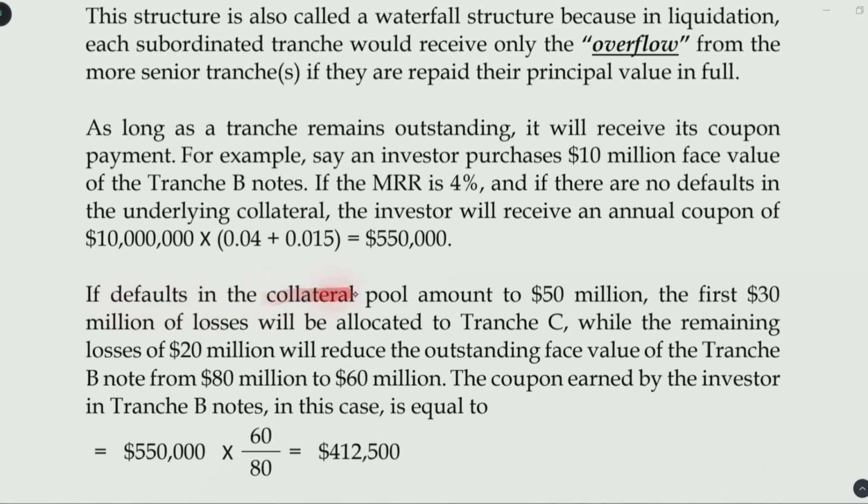If the defaults in the collateral pool amount to $50 million, the first $30 million of loss will be allocated to tranche C, while the remaining loss of $20 million will reduce the outstanding face value of the tranche B note from $80 million to $60 million. So understand this point very well. This is something crucial. We are assuming that the total loss in the collateral pool is $50 million.